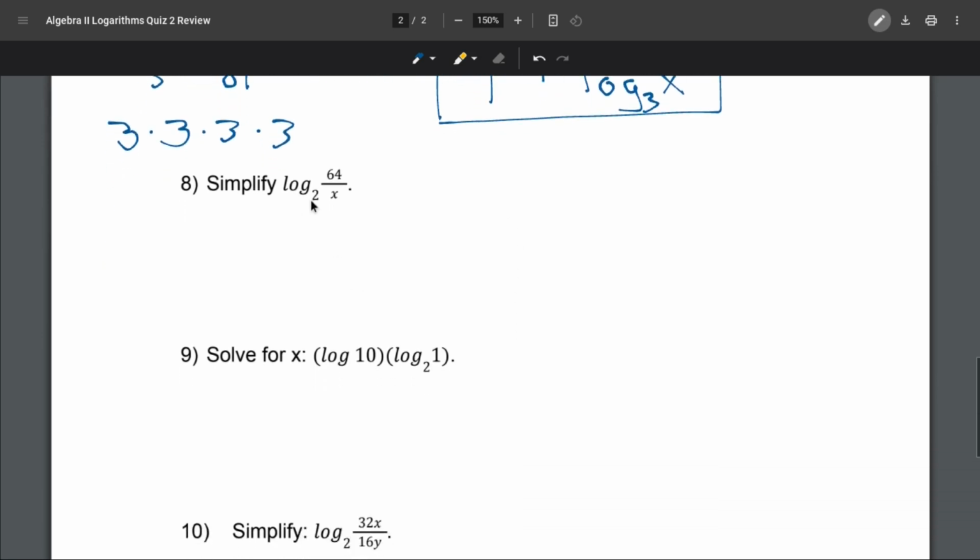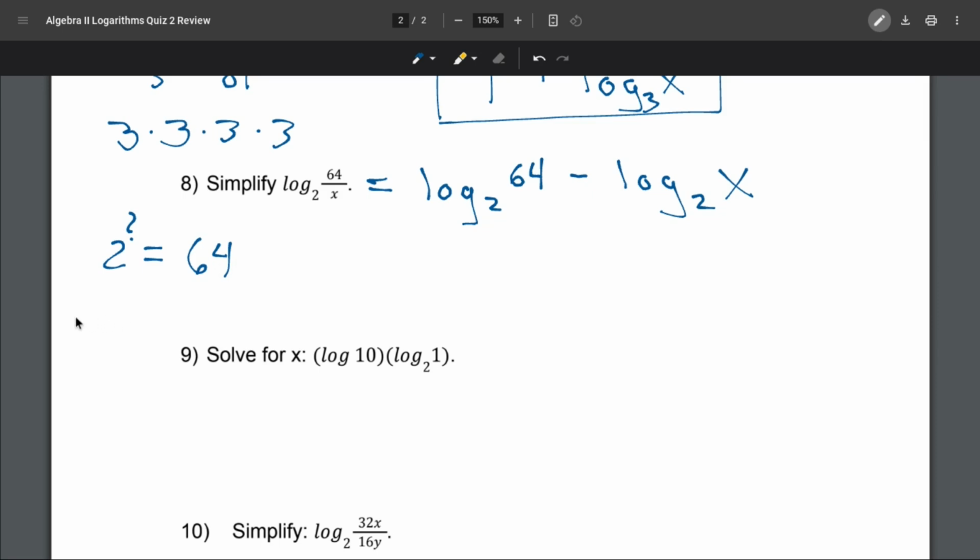Okay, problem 8, we're going to simplify log base 2 of 64 divided by x using the quotient rule. So I'm going to rewrite this as log base 2 of 64 minus log base 2 of x. So to figure out what log base 2 of 64 is, we're going to say 2 to what power equals 64.